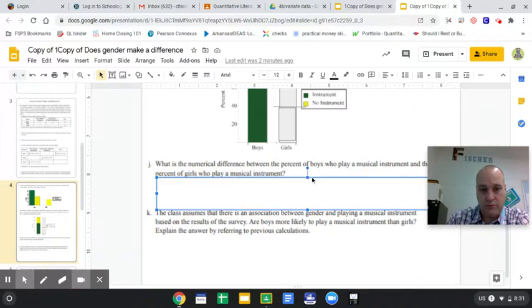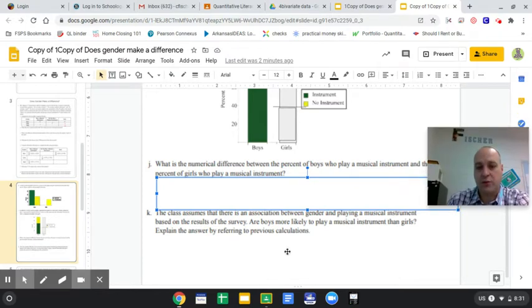So right here, the class assumes there is an association between gender and playing a musical instrument. Based on the results of the survey, are boys more likely to play a musical instrument than girls? So see how many play a musical instrument and answer that question. So are boys more likely than girls? And then explain it. If it's boys, then you put yes, there's more boys playing a musical instrument because they had a certain percentage and the girls had a certain percentage. Okay.